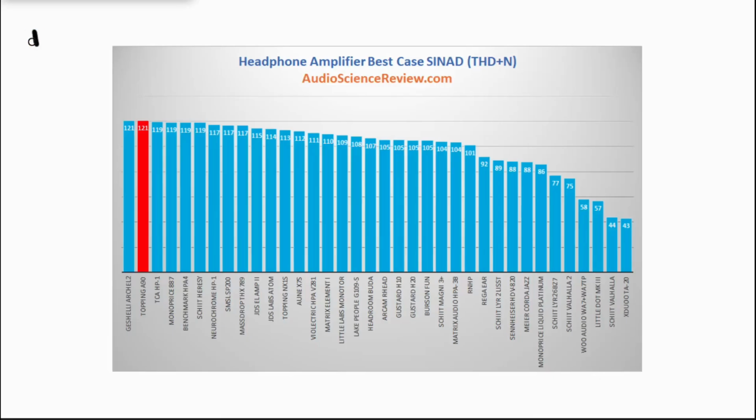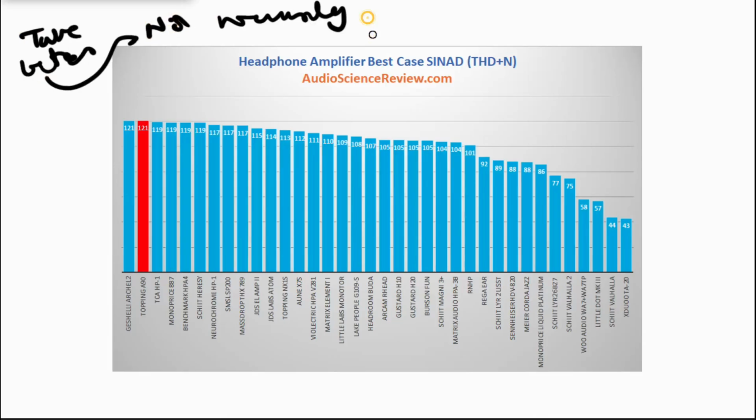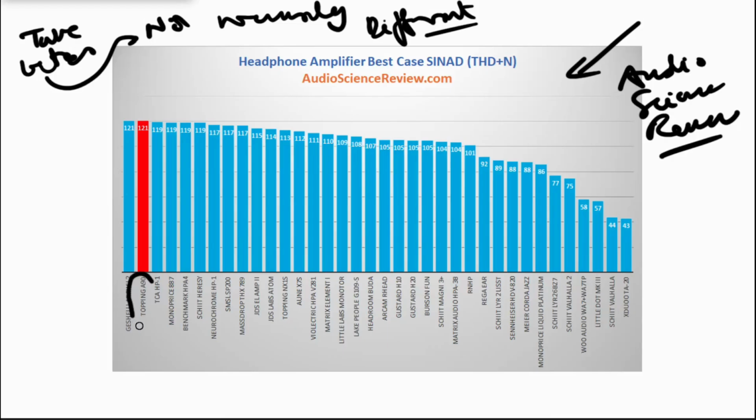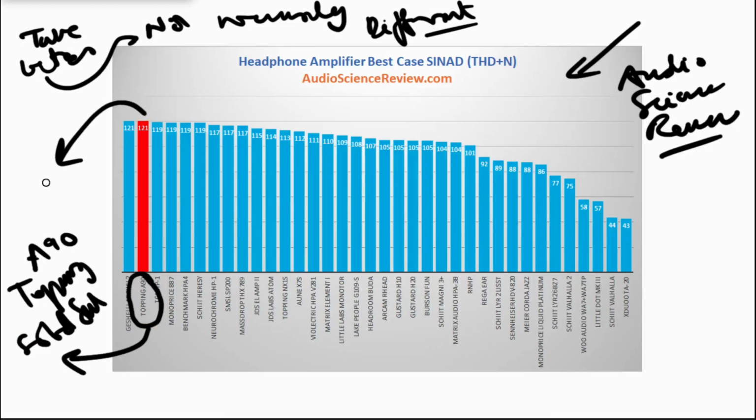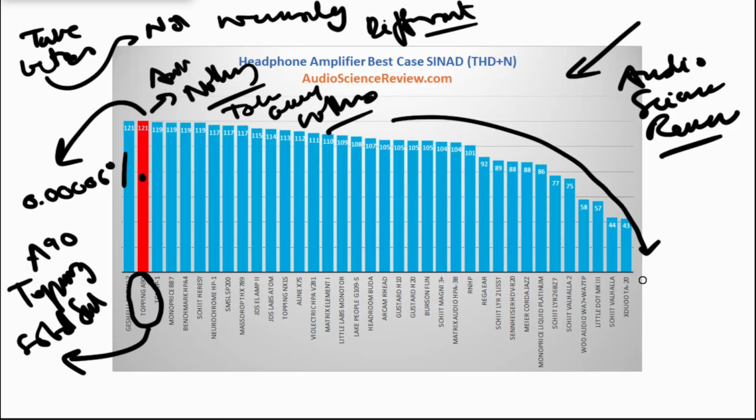Is the tube actually better because of all this? Not necessarily, it's just different. This is a graph from Audio Science Review. The Topping A90 is a top-tier solid state. Distortion in this is 0.00006%. This amplifier adds absolutely nothing and it takes away nothing. The actual recording, the raw truth of the recording, that's what this amplifies.